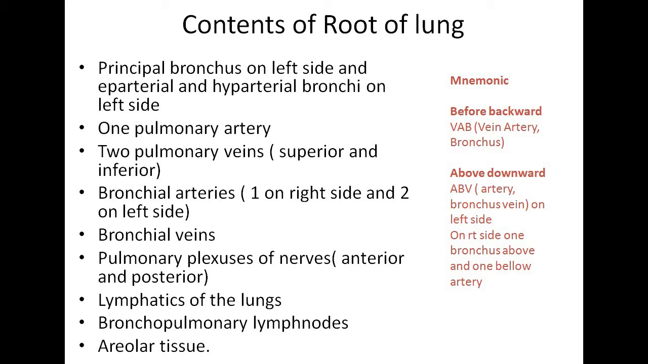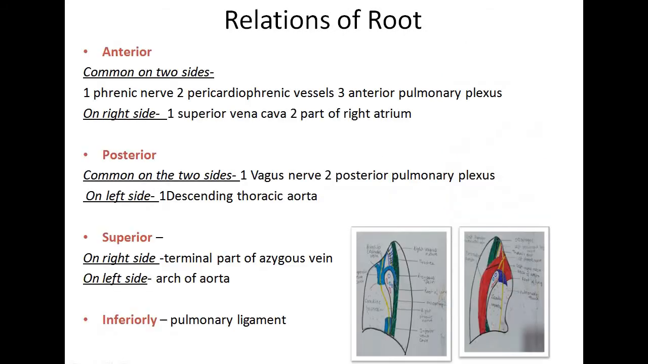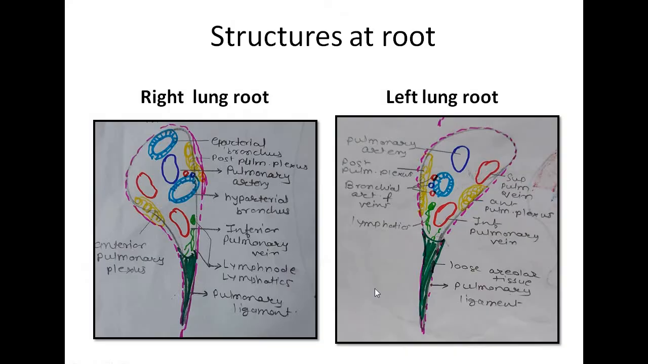And the other contents of the root of lung are the pulmonary plexuses of nerves, lymphatics, bronchopulmonary lymph nodes and areolar tissue. Now these are the relations of the root of the lung. First we will see what are the structures at the root of lung.